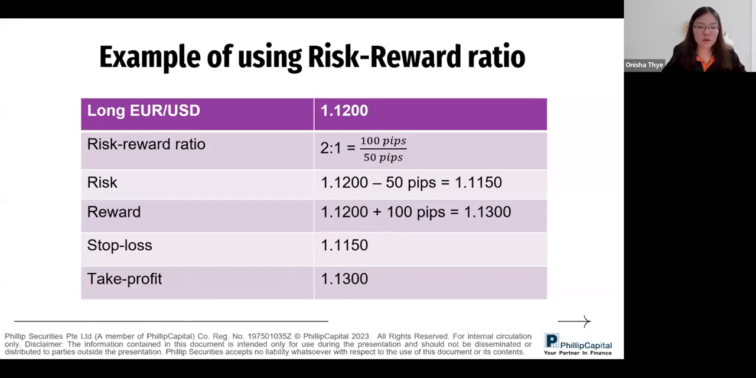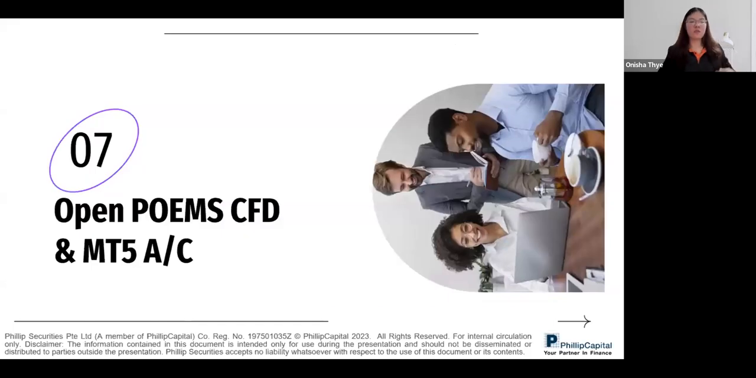Now, in order for you to trade with us, which is our POEMS or MT5, you will need a POEMS CFD account in order to access our MT5 account. The MT5 account is a more self-serve platform for our traders, and most of you can open a demo account first later on, which I'll teach you how.